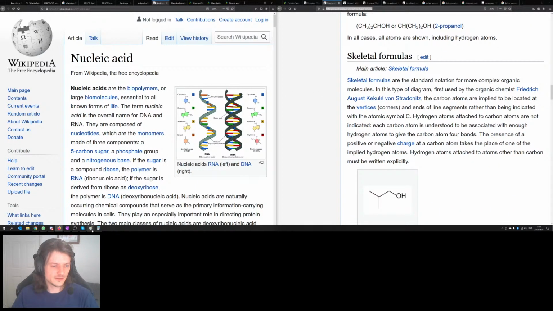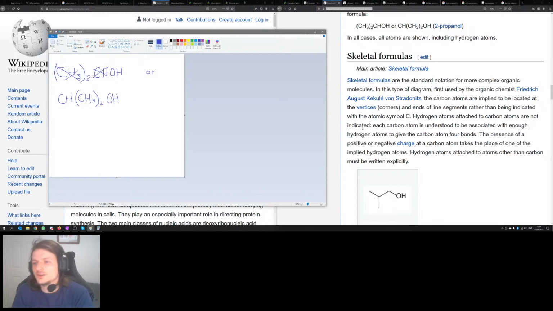Skeletal formulas are the standard notation for more complex organic molecules.